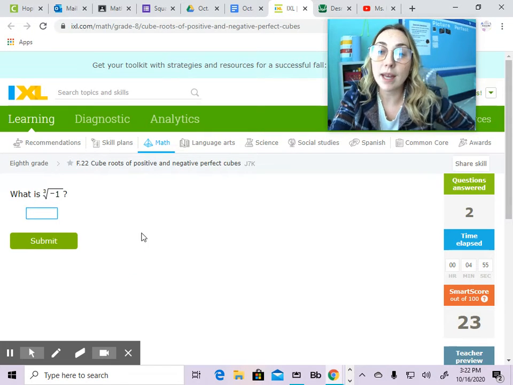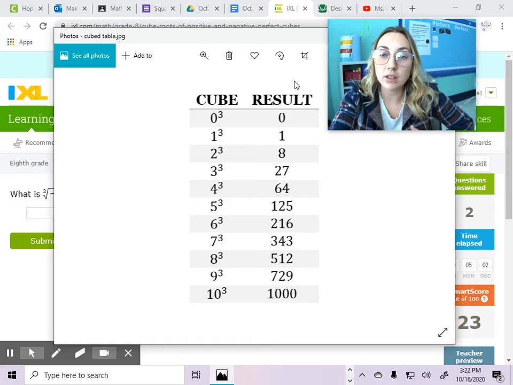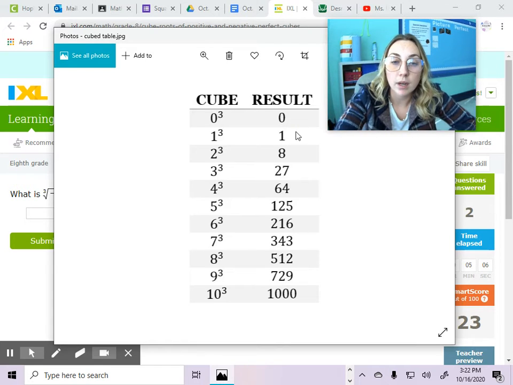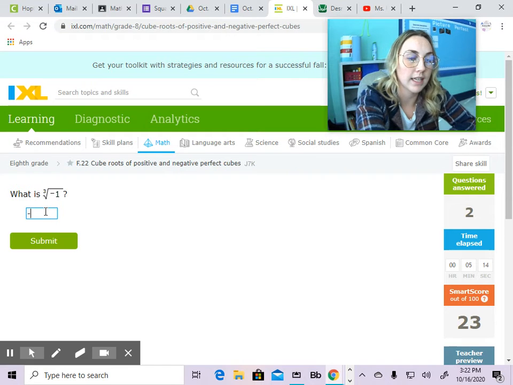All right, now we have a negative. So don't freak out about this. Again, we can look at our answer choices right here. We only have positives, right? Well, again, the cubed root of 1 is going to be 1. Well, in this particular case, since this is a negative 1, the answer would be also negative 1.